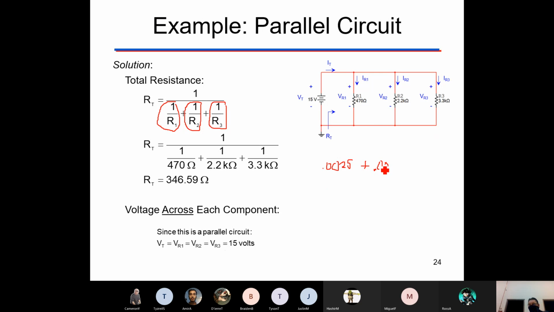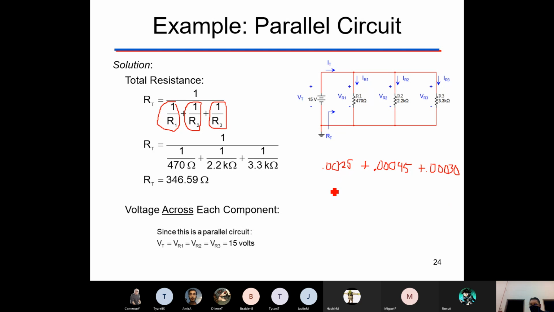0.000, 4545 repeated, looks like. So I'm just going to stop there. And then the last number is 1 over 3300. Okay, 0.000 because it's got a K, and then it's 303. Okay, so we'll just do 303.